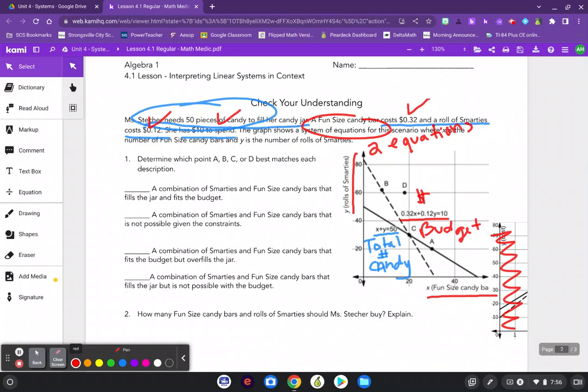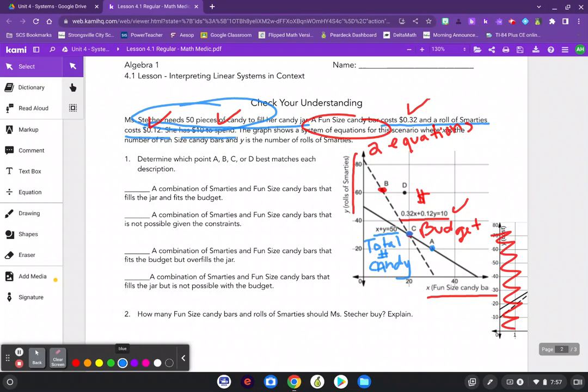What that means is when I'm looking at this budget equation, any point that's on this budget equation are points that help make me spend my $10 in the right way. These points B and C are always going to give me candies and Smarties that spend $10. So if I go back to the other line, my X plus Y equals 50, any point on this line is going to allow me to have the right combination of candies that add up to the 50.